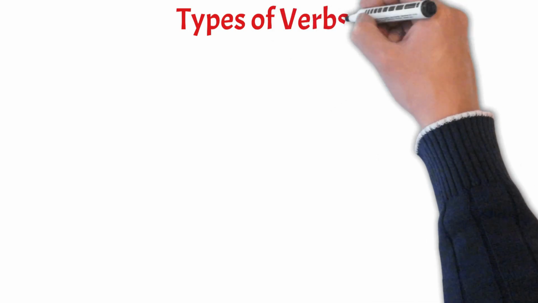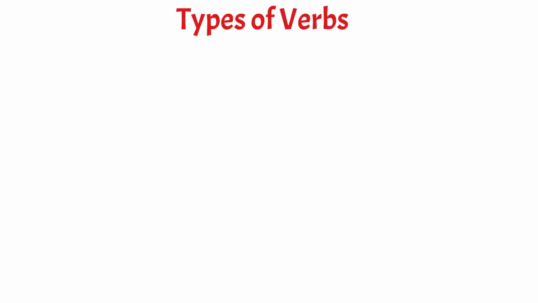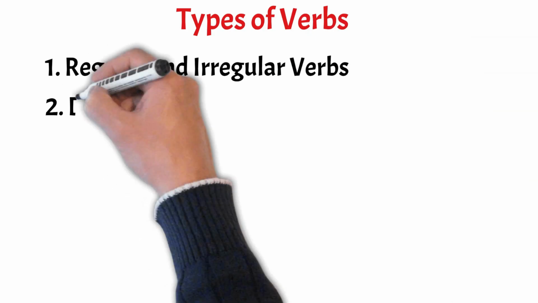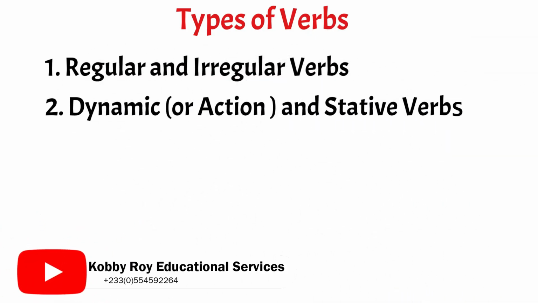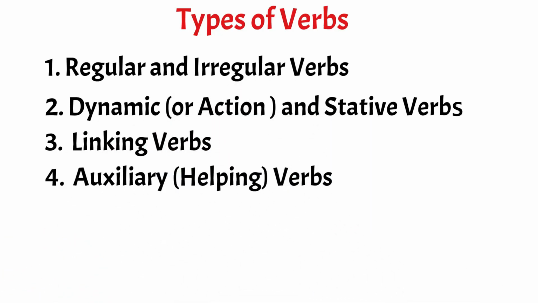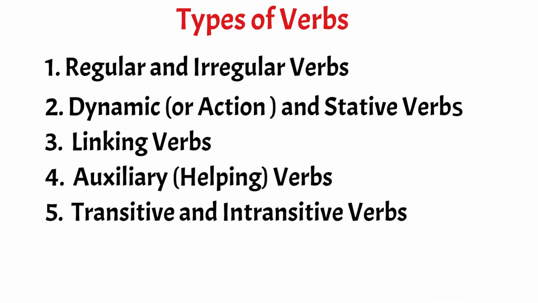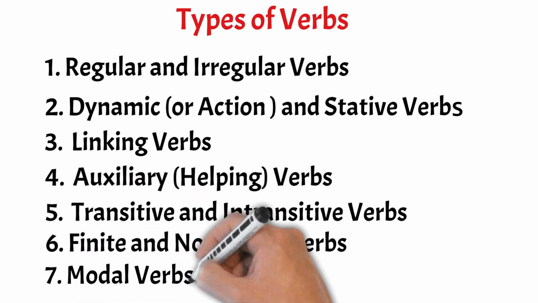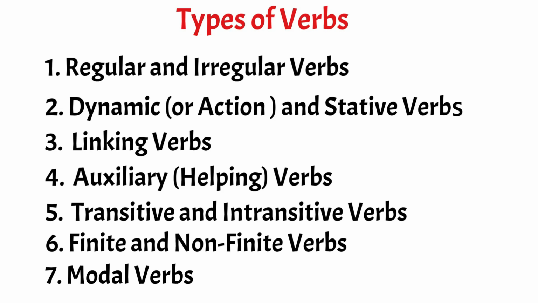Moving forward, verbs come in various forms and categories. Although there are many types, such as regular and irregular verbs, action or dynamic verbs and stative verbs, linking verbs, auxiliary or helping verbs, transitive and intransitive verbs, finite and non-finite verbs, and modal verbs, our focus in this lesson will be on regular and irregular verbs, which form the foundation for understanding the others.